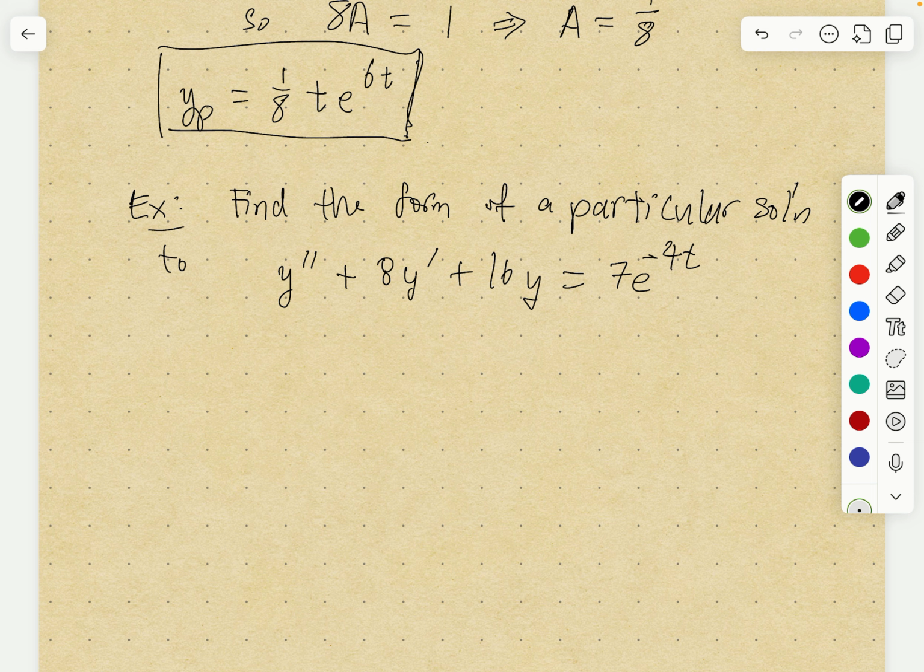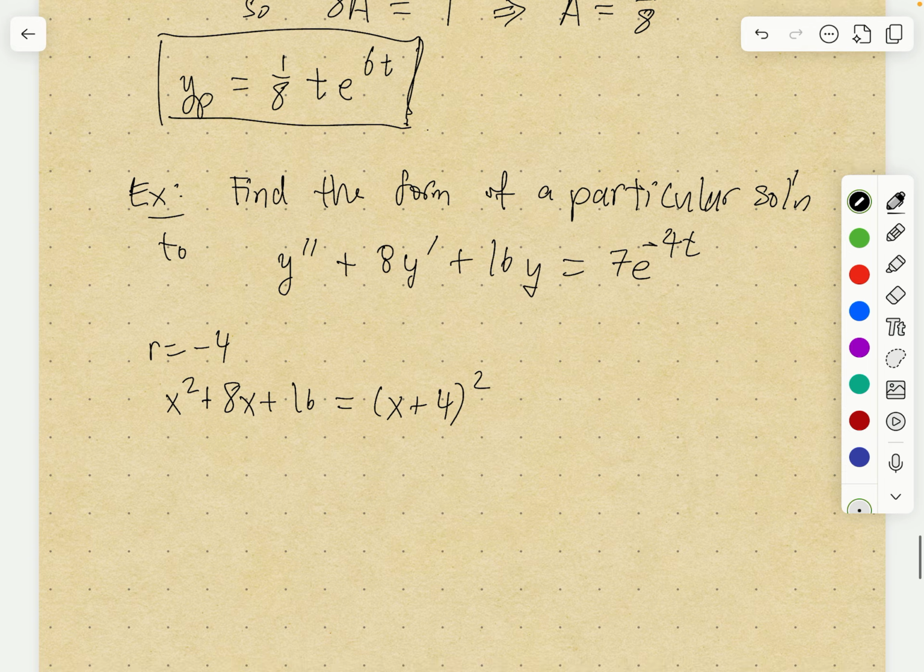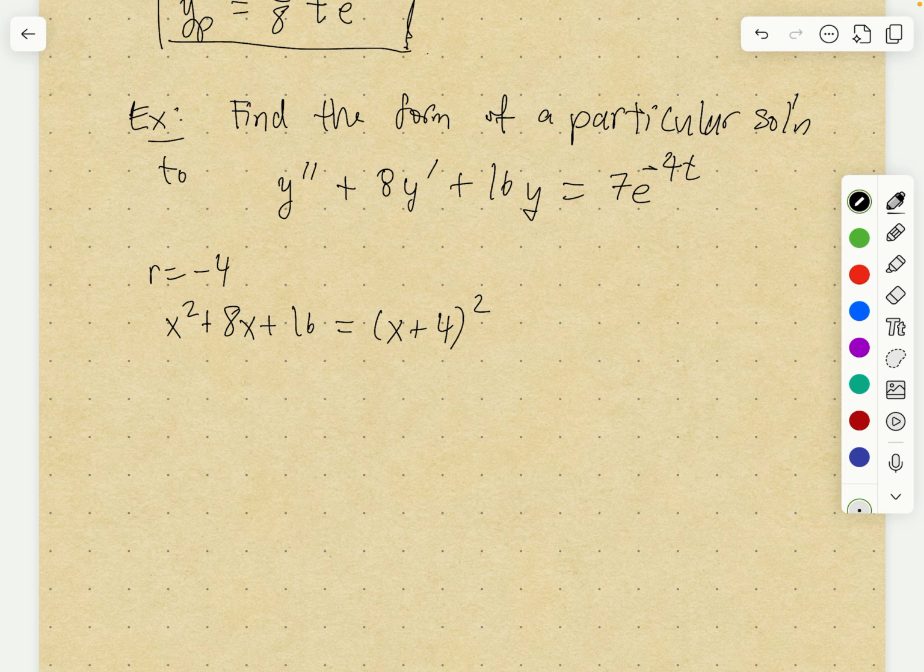So in this case, our r is -4. And our polynomial, ax squared plus bx plus c, is x squared plus 8x plus 16. Well, we know this factors as (x plus 4) squared. So this time r is a double root, right? -4 is a double root of x squared plus 8x plus 16.